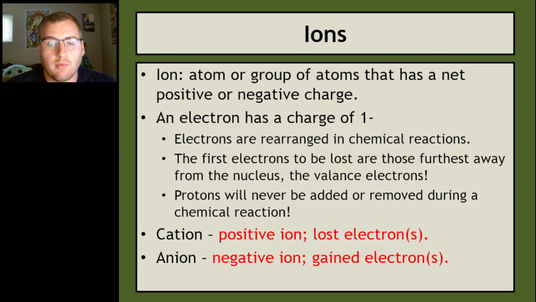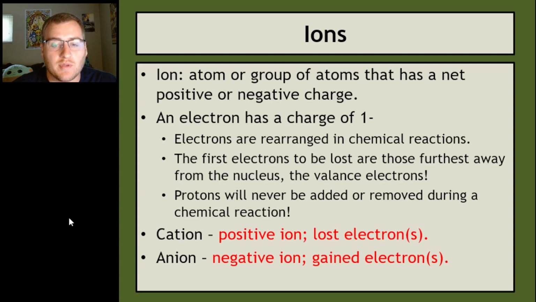A couple more vocab words. We have cation, which is a positive ion. A positive ion means you lost electrons. A common misconception is that it's positive, meaning you gained protons, but the nucleus never changes in a chemical reaction, so it's only electrons you can add or remove. So to make something positive, if you remove a negative charge, that's another way to make something positive. An anion is a negative ion. That means you have to have gained electrons to get more negative charges.